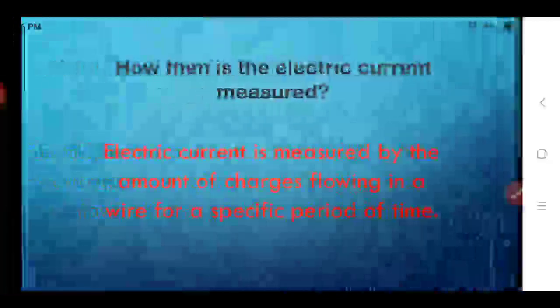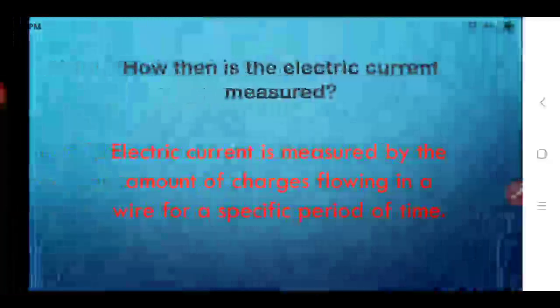Okay. So here we see another question: how then is the electric current measured?